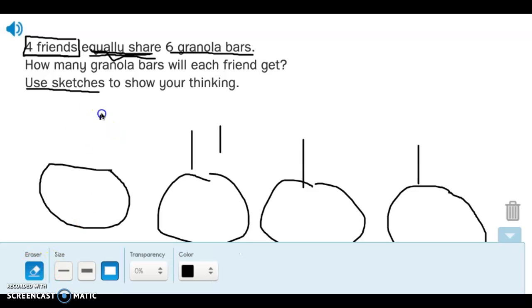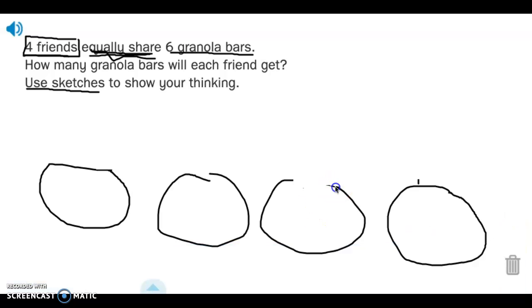What can we do instead? You might say, Miss Schmidt, they can each get 1. They can each get 1 granola bar, and then we could divide them. We could do that. I could give 1. Then let's make them little rectangles. 1 granola bar, 2 granola bar, 3 granola bar, 4 granola bar.